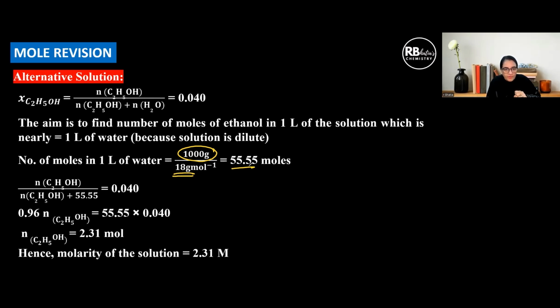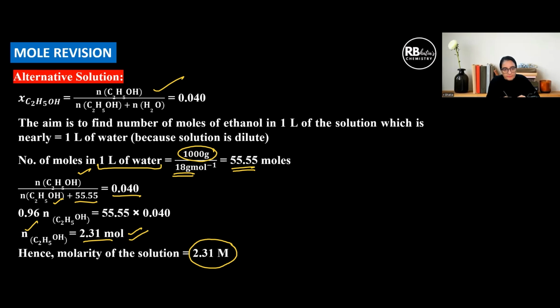We get 55.5. And now in this expression, I'm going to put number of moles of ethanol, which is unknown, plus 55.5 is the moles of water, and this is equal to this mole fraction. So solving this, we are going to calculate number of moles of ethanol, and these number of moles of ethanol are present in 1 liter of water or 1 liter of solution, since the solution is dilute. So we would say molarity is 2.31 molar. So I gave you two methods. The first one is an easier method, but whichever you find comfortable, you can go with that.